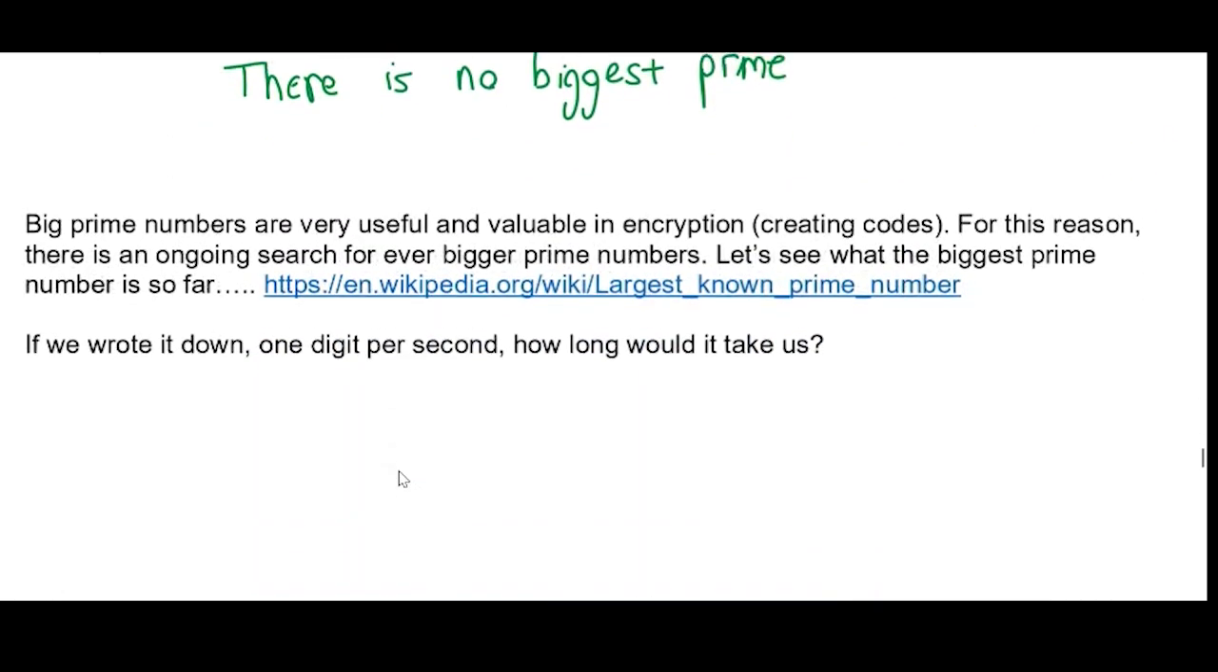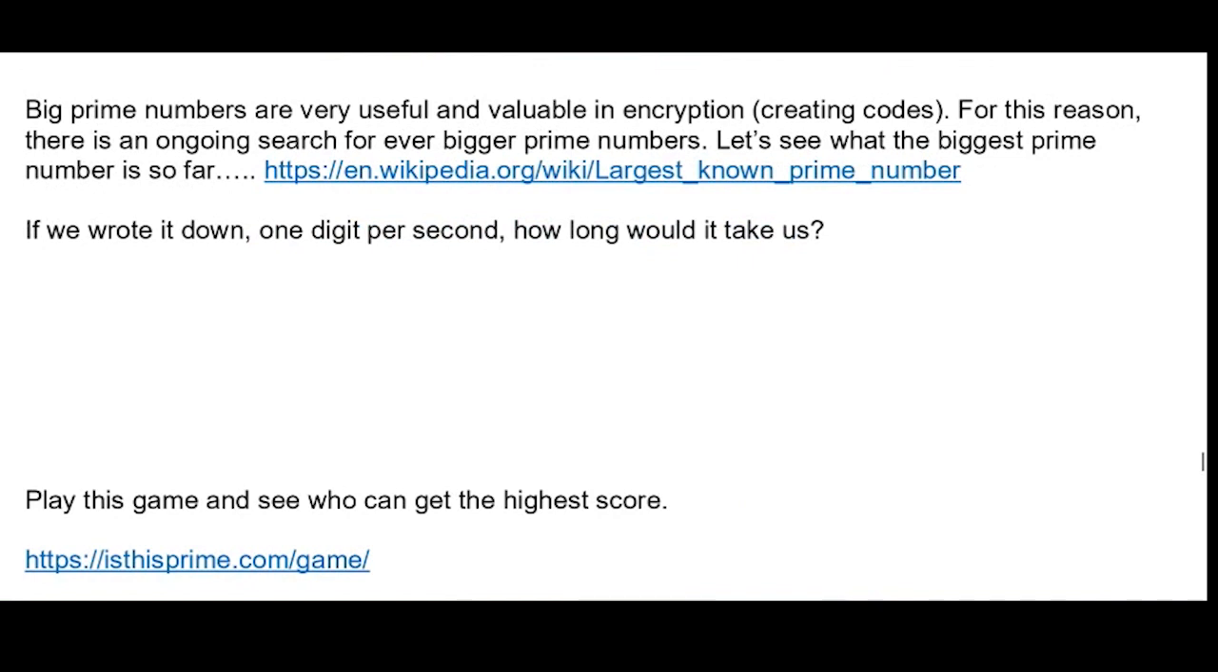Okay, and then, yeah, big prime numbers have got quite a lot of application, all right? The biggest one that we know of so far, if we go and look on Wikipedia, it actually has 24 million, 862,048 digits. Right, if we wrote them down one per second, it would obviously take us that many seconds to write the number down.